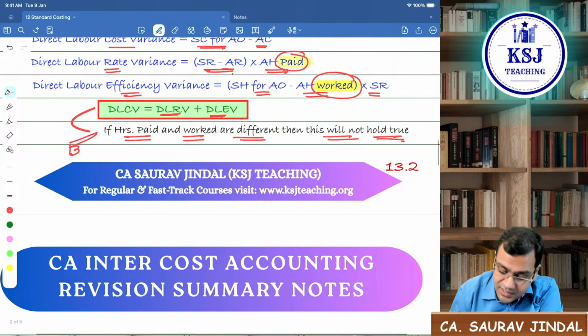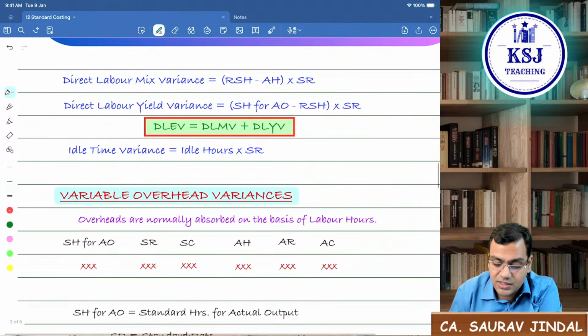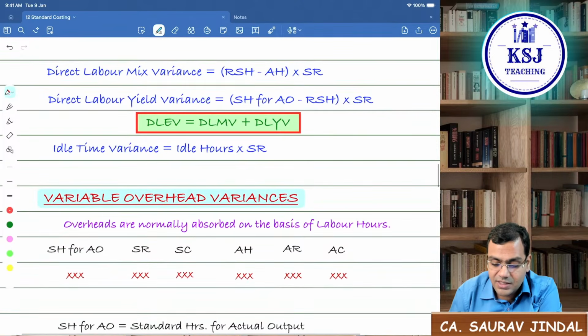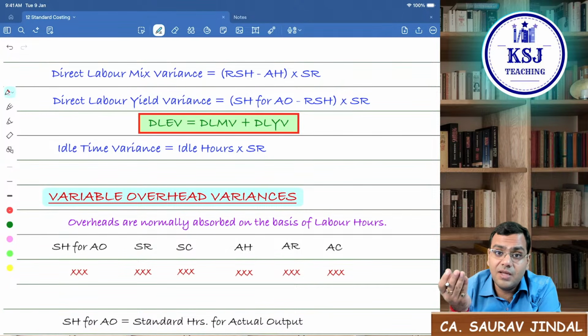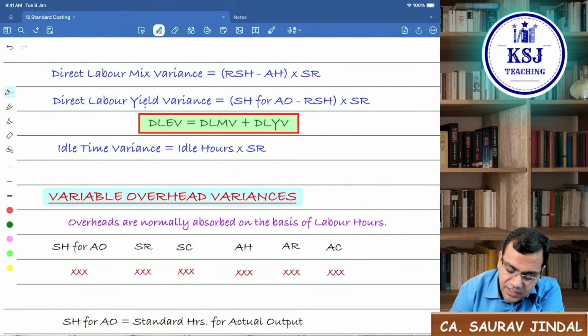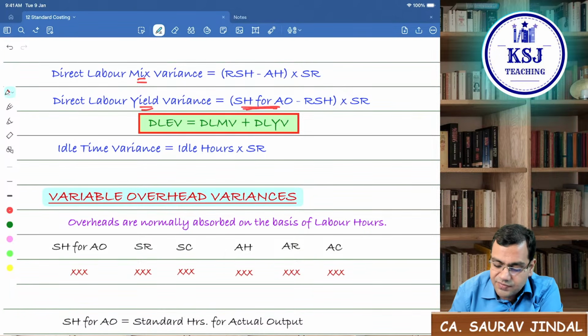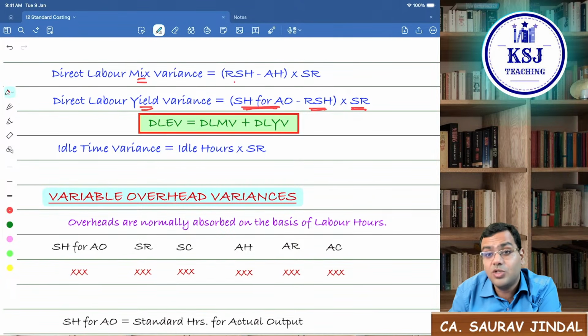Now, efficiency variance is further divided into mix and yield variance. Mix variance is about inappropriate mix: for the work you are doing, you should have more skilled labor, but you employed more unskilled labor. That case also will be a problem. Yield variance is standard hours for actual output minus revised standard hours, into standard rate. Mix variance, according to your changed approach, is revised standard hours minus actual mixture, into standard rate.